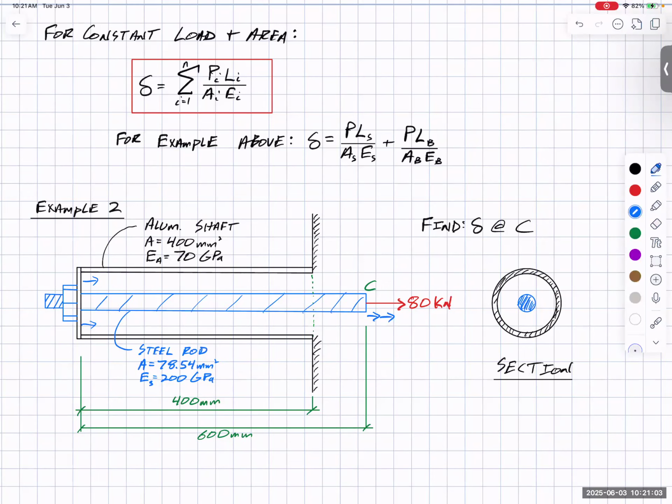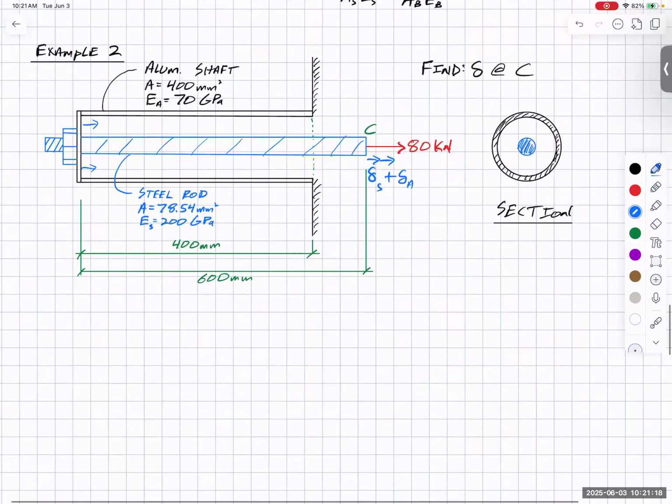So we could do delta of the steel plus the delta of the aluminum. They're both causing it to go to the right with this 80 kilonewton load. So we're going to add these two together. Let's break it into two different parts, starting with the aluminum.